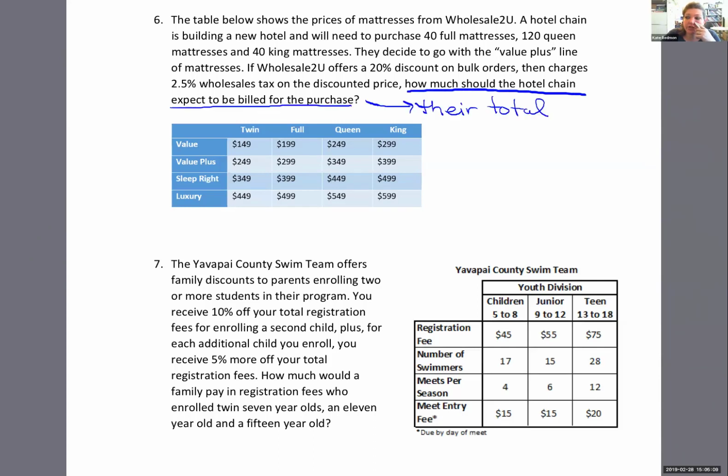Now we're talking about how much they're actually going to get billed. So your bill includes discounts, but it also includes tax. So it's going to be their total after discount and tax. Okay. Is that cool? Yes. So I got a plan here.